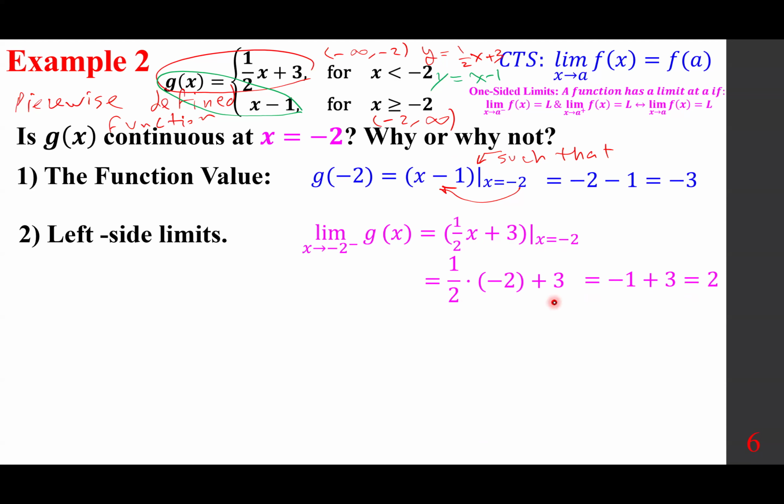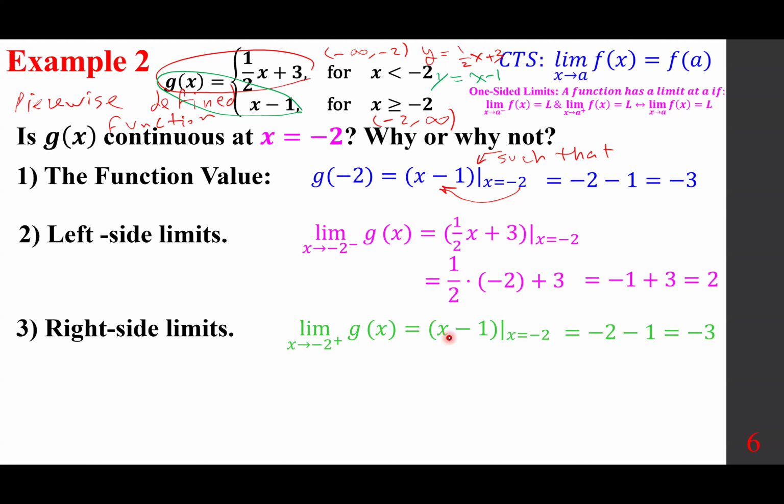Now you look at the same thing from the right. And this time, the right side limit, you need to look at greater than. You look at the second piece, x minus 1, and you plug in. So the limit of g of x as x approaches -2 from the right is x minus 1 evaluated at x equals -2. You plug in, and you get -3.